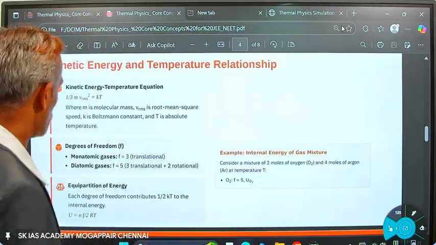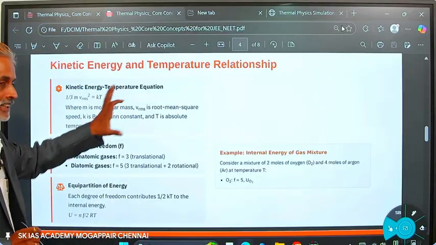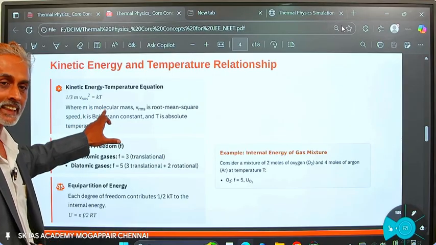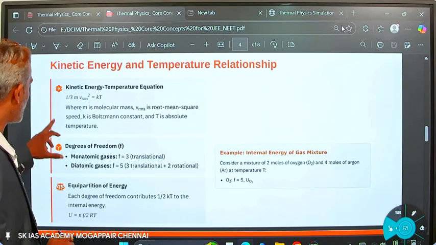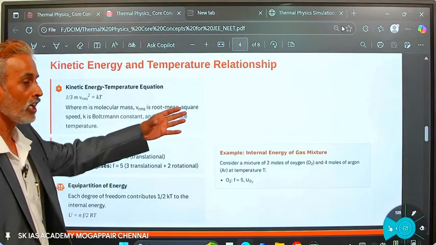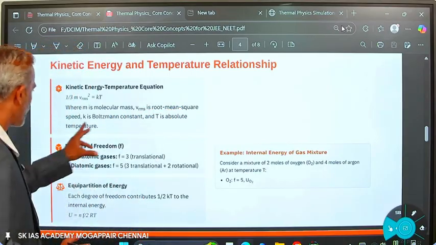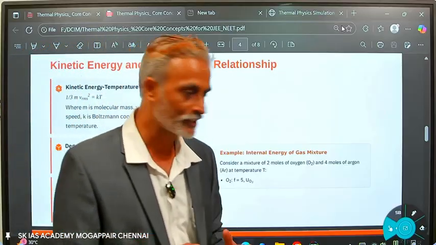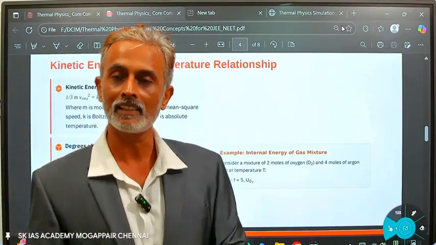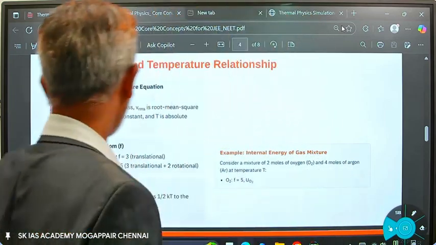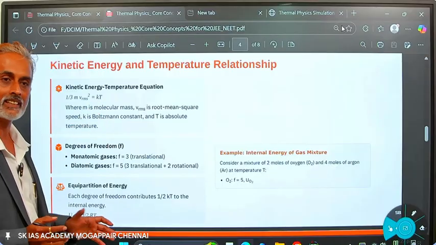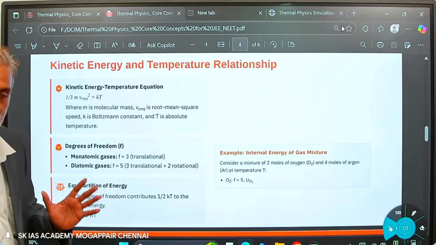Doubt? No. So the kinetic energy temperature equation: 1 by 2 m V RMS squared is equal to 3 by 2 K into T. What is m? m is the molecular mass, V RMS is the root mean square speed, K is the Boltzmann constant, and T is the absolute temperature. So this is the relationship between the kinetic energy and temperature.